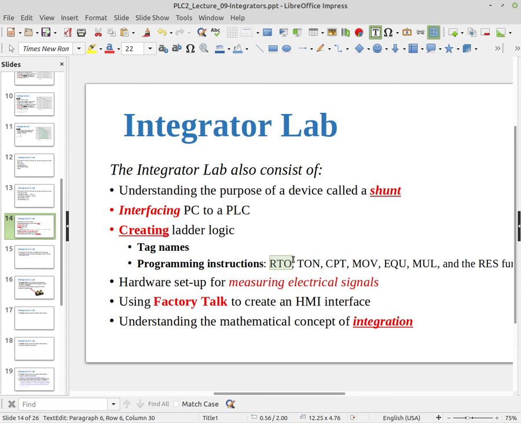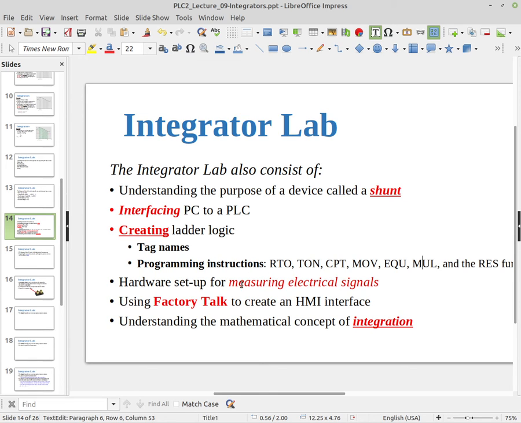We have RTO, which is a memory timer. Remember, RTO is your retentive timer on; the R is for retentive. We can just have an ordinary timer on. We're definitely going to be needing to use some compute statements. We can use a move block if needed. We can use an equal block if needed, a multiply block. So you want to review these blocks because we'll probably be needing them in our upcoming lab.